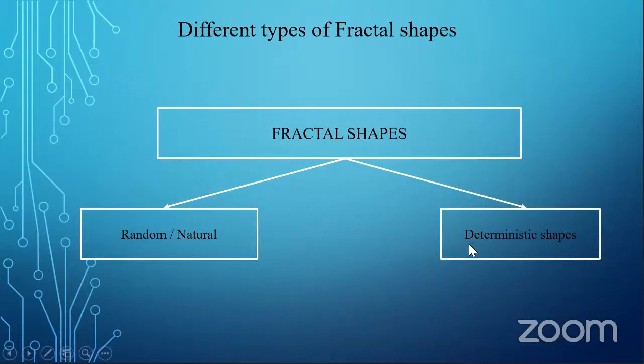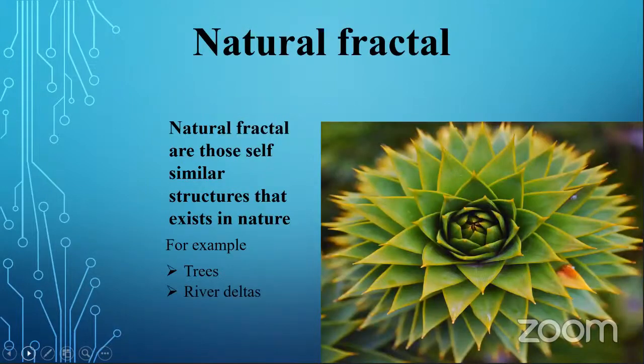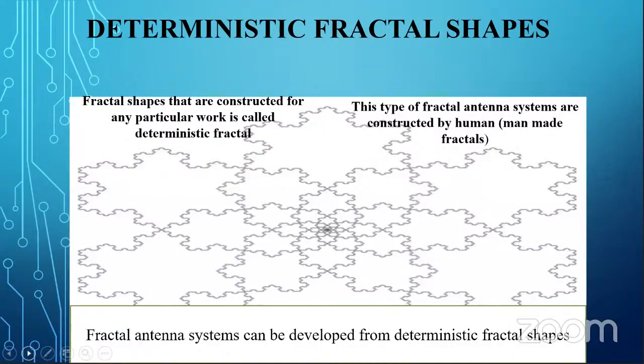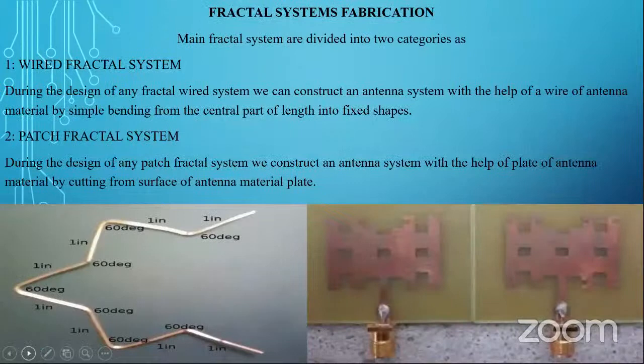The fractal shapes made by human beings are called deterministic fractals. Natural fractals are those present in nature, for example trees and river deltas. Deterministic fractal shapes are constructed by human beings. Fractal antennas can be developed from deterministic fractal shapes, which are used for antenna fabrication.